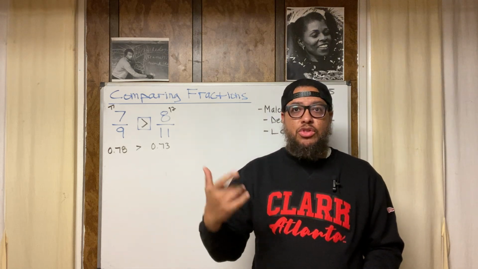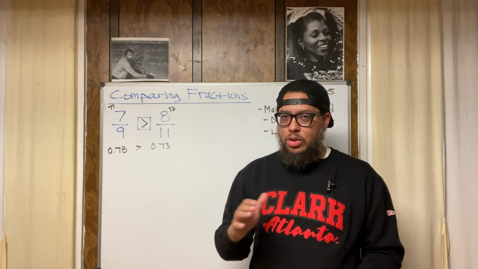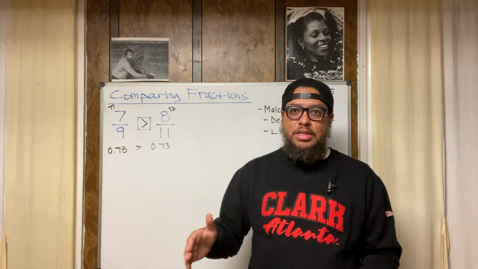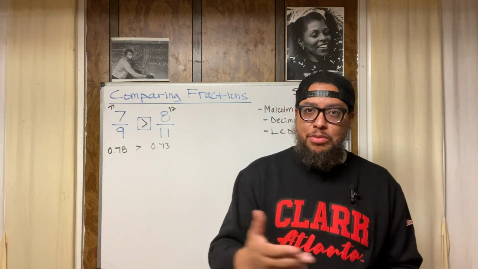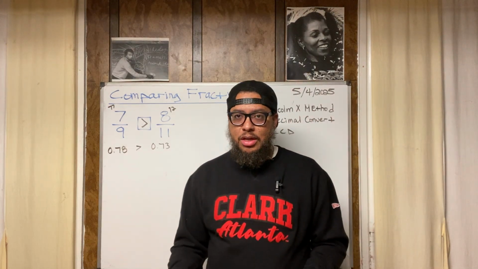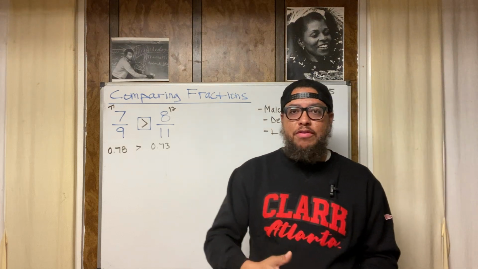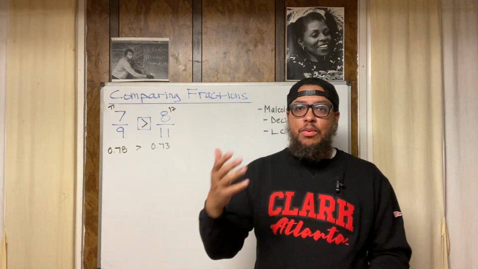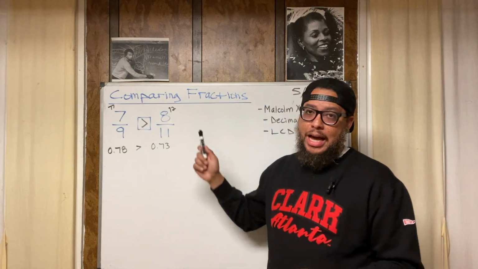What's 9 times 3? 27. Can 11 multiply into 27? No, it can't. So 27 is not a common multiple. What's 9 times 4? 36. Can 11 multiply into 36 evenly with nothing left over? No, it can't. You would need to multiply 11 by a decimal to get 36. And we're not multiplying by decimals. We're only multiplying by whole numbers.